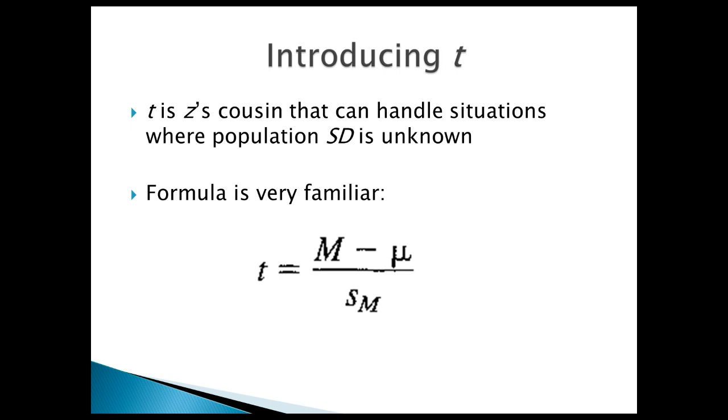So the formula is very much the same. It's very similar. It's M minus mu over estimated standard error. So really only the denominator changes, and you have an estimated standard error because you don't know your population standard deviation. So you're actually going to end up using t more than you use z, because it's hard to know what your population standard deviation is in most cases. And so what's this? It's the estimated standard error. So S sub M is the estimated standard error.